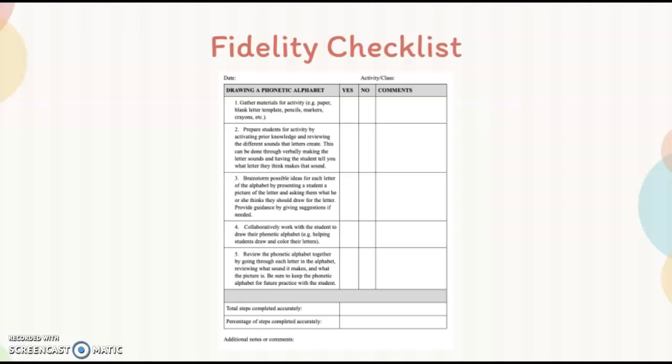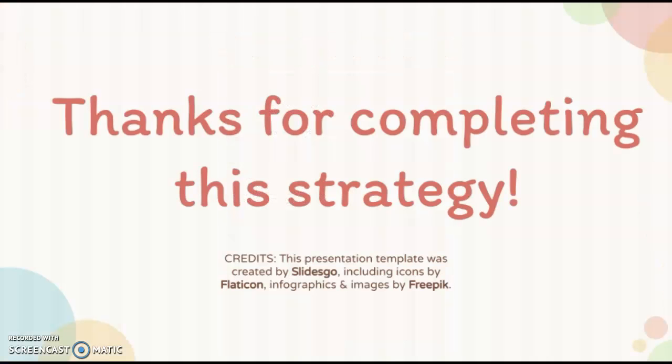Four is to work with the student to draw their phonetic alphabet and help them draw and color their letters. Finally, the last step is to review the phonetic alphabet together by going through each letter in the alphabet and what sound it makes. Be sure to keep this activity in the student's folder or stow it away for the student or even laminate it so the student can use this to practice in the future.